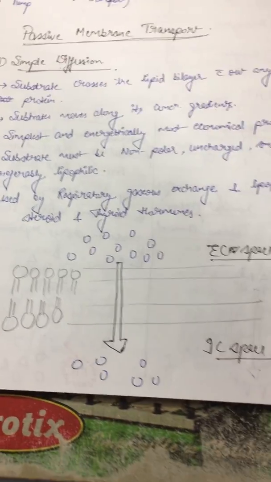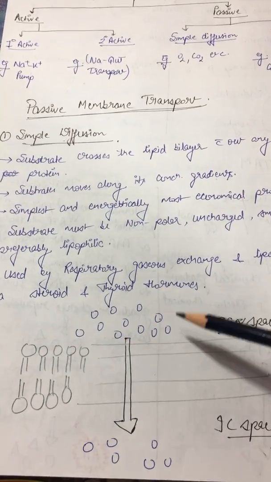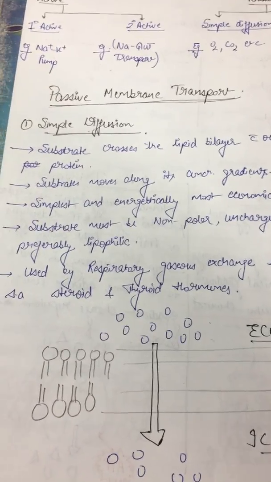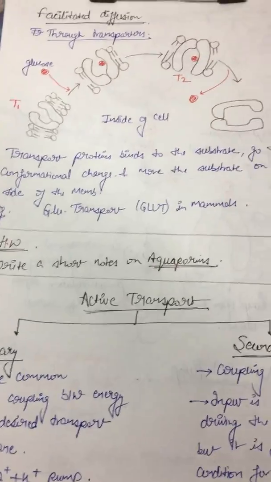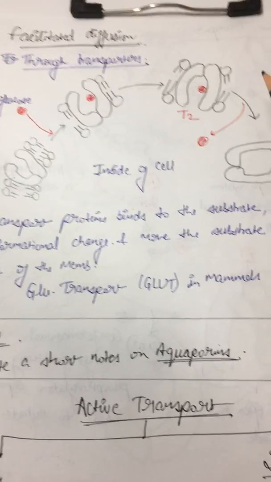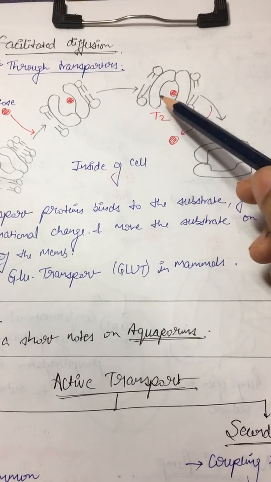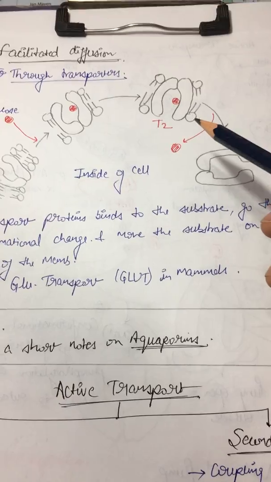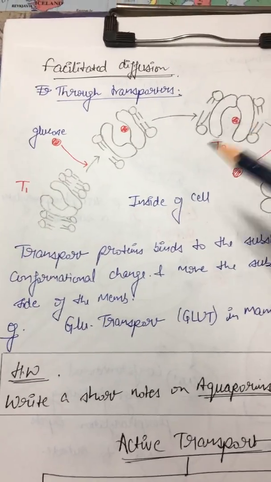The diagram is a lipid bilayer structure. Due to concentration gradient, it will move from extracellular space to the intracellular space. So this is simple diffusion. Now this is facilitated diffusion. It is also known as aided diffusion. It requires a transport protein, and the flux rates may be higher and may show greater substrate specificity. So the diagram is like this.